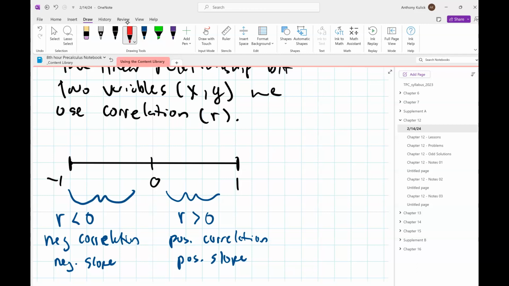Now, when we talk about the strength of this linear relationship, the further we get from 0, the stronger the linear relationship. So maybe from -1 to -0.9, or from +0.9 to +1, we'd say that's strong correlation.